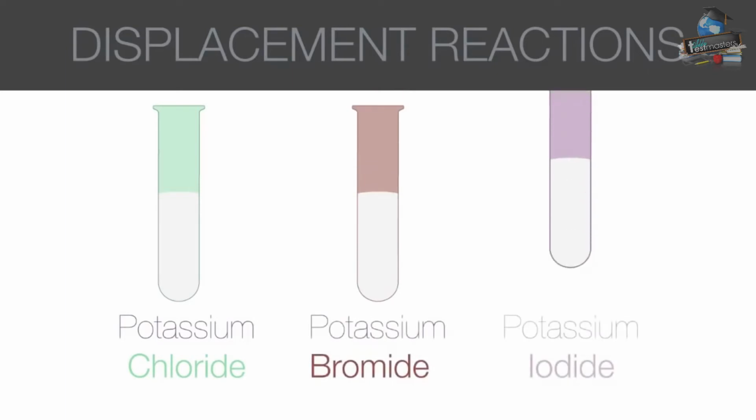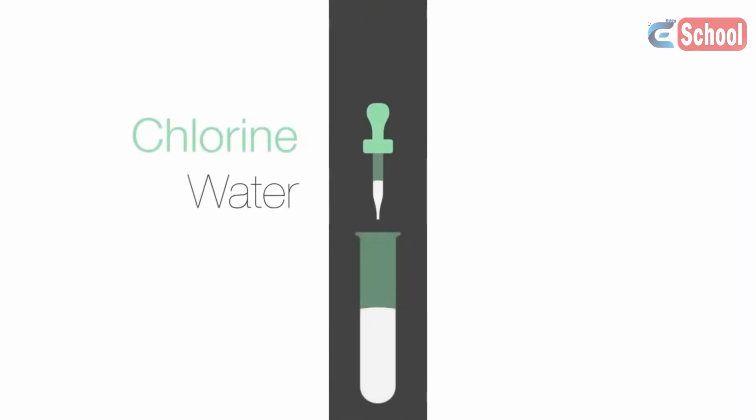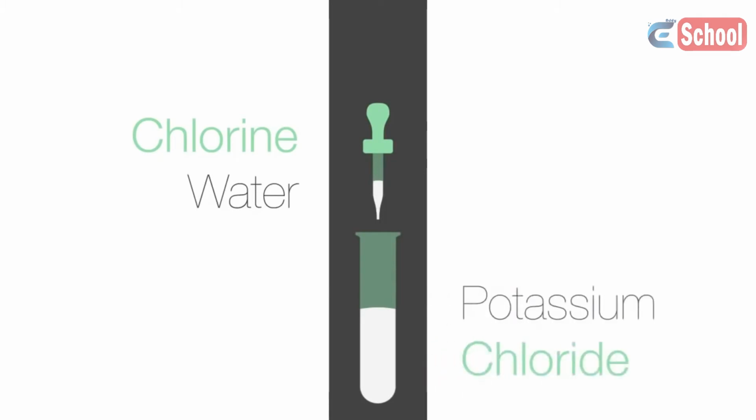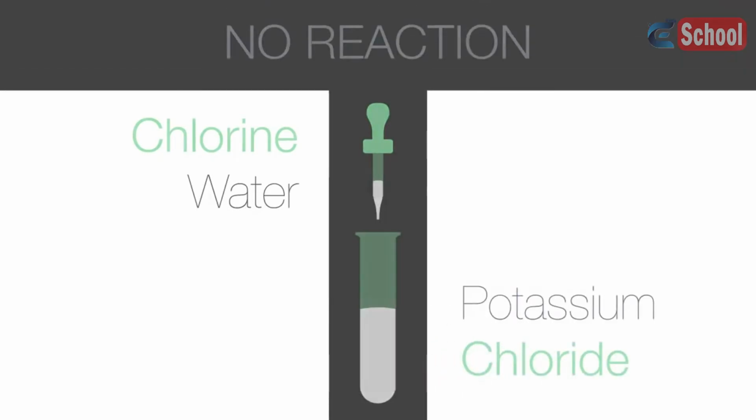We will demonstrate these displacement reactions using aqueous solutions of potassium chloride, potassium bromide, and potassium iodide. Note that these are all halogen-containing compounds. When we add chlorine water to an aqueous solution of potassium chloride, no reaction happens.